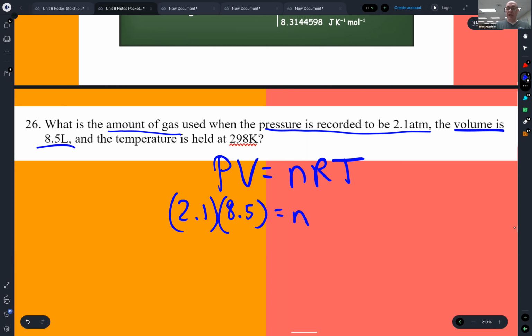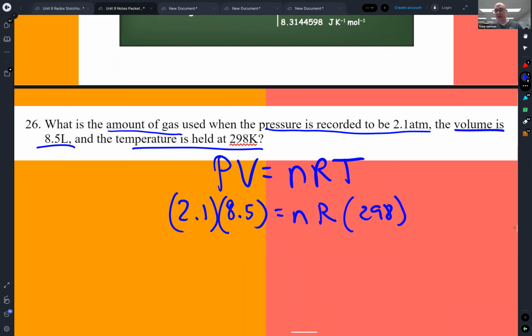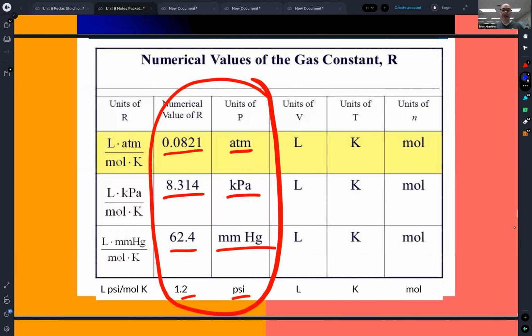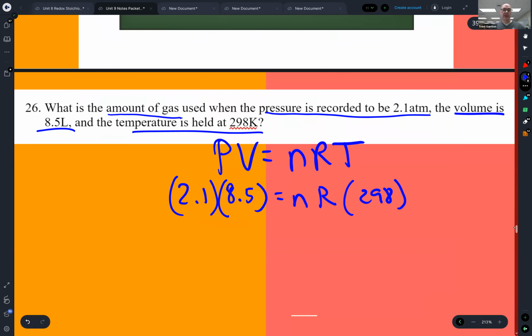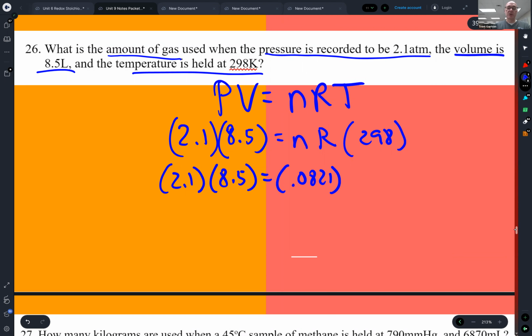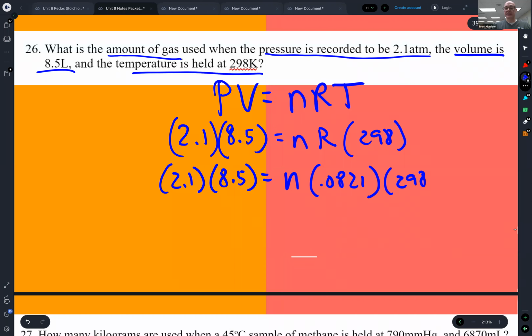I don't know what n is, so I will skip it. My R value is something that I can skip for now. My temperature, it does say, is 298. So I'm now going to find an R value off of that chart that matches the pressure value that was given to us in atm. It says that when I have a pressure in atm, my R value is 0.0821. So I'm going to plug that in. So 2.1 times 8.5 equals n times 0.0821 times 298.